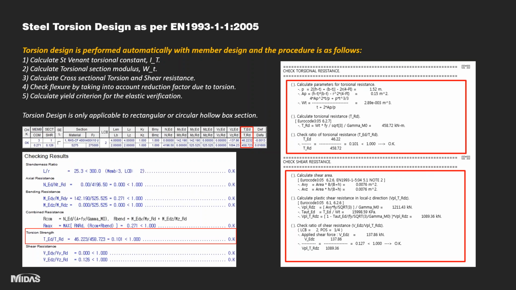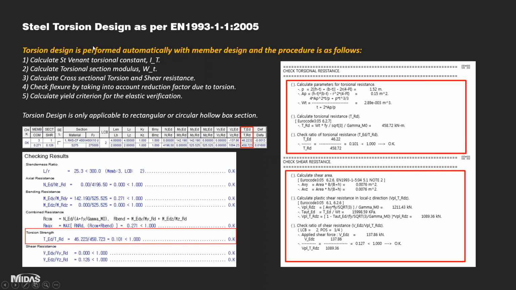Recently we also added the torsion design as per Eurocode 3 and Eurocode 2. So for RC or for steel, we can do the torsion. We can have the torsion design data as well. This is a steel structure webinar, so I added only the steel torsion design slide.